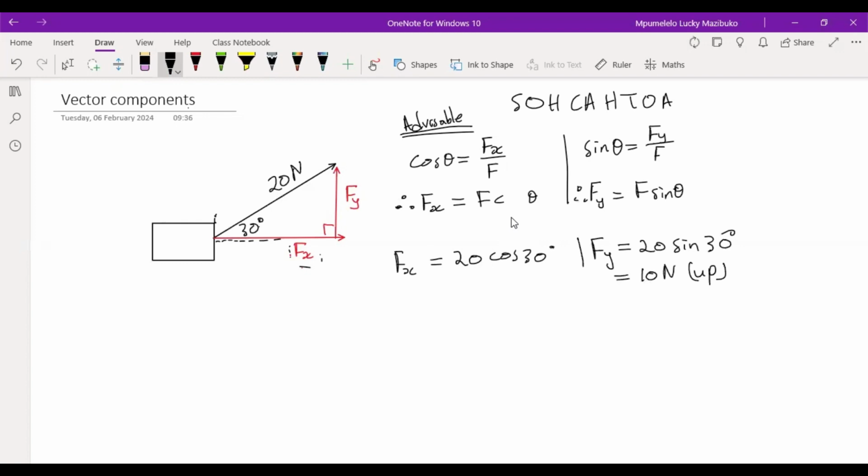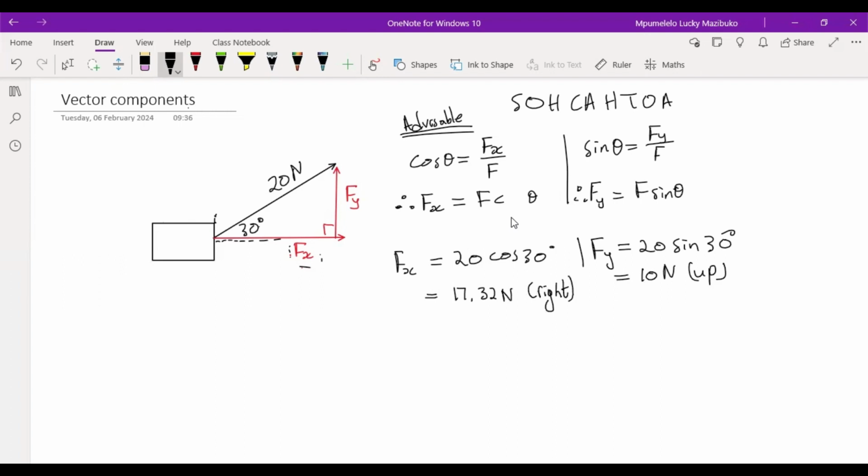You can see that the actual force, the mother force, is going upwards and to the right, so you can't have down and left. So it's up, and the horizontal would be 20 cos 30, and you'll get 17.32 newtons to the right.